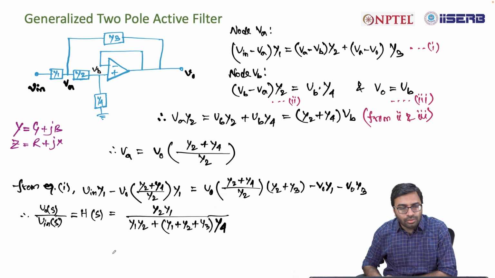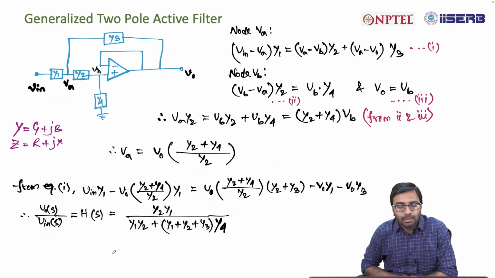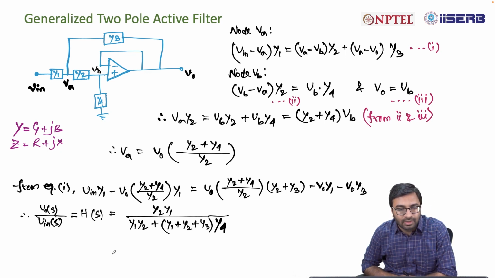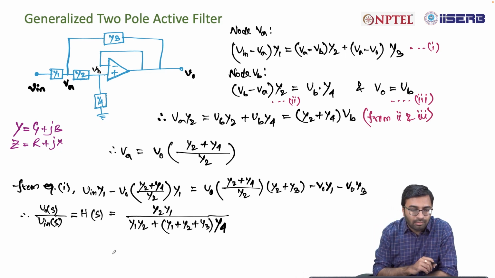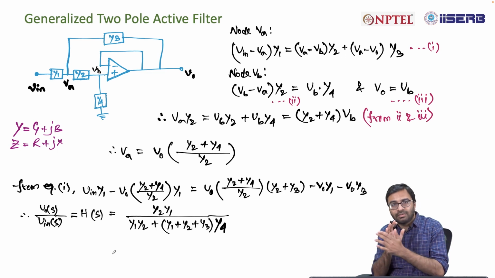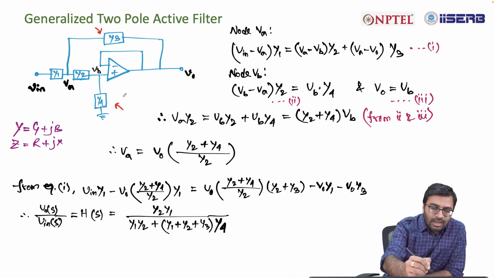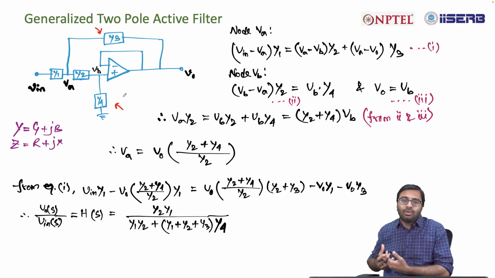Now let us also check a generalized two-pole active filter. The purpose behind discussing the generalized two-pole active filter is you will be able to get an idea about a generalized filter, and then when you want to design a filter, you can just replace these generalized components, and then you will be able to design your own filter.